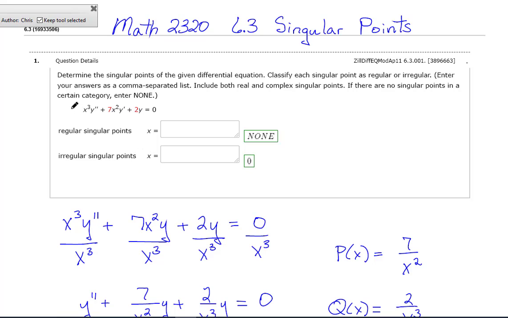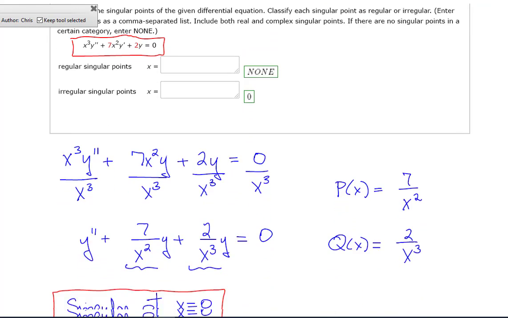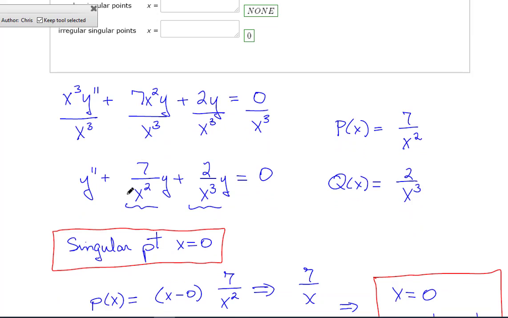So we have our differential equation here. We try to put it in standard form, so we divide through by x cubed. And when we do that, we find p of x and q of x. Certainly we have a singular point at x equals 0 because both p and q are undefined there. But the question is, what kind of singular point? Is it a regular one or is it irregular, as that matters?